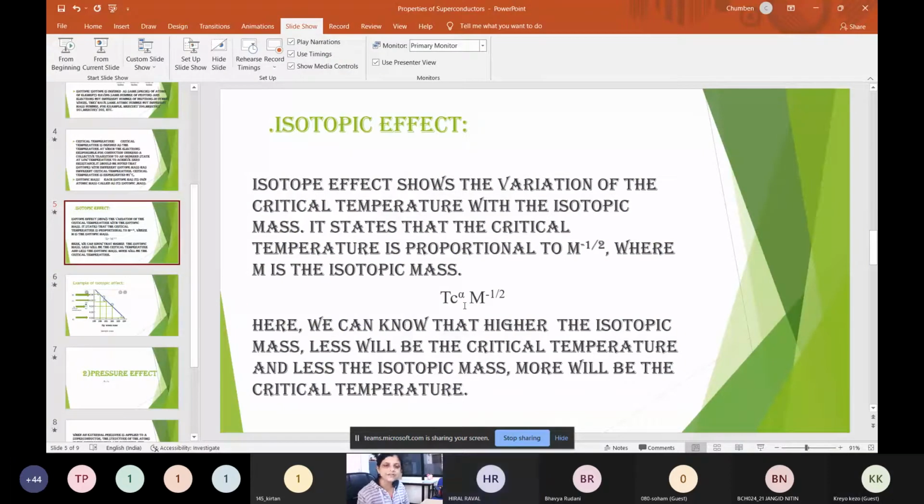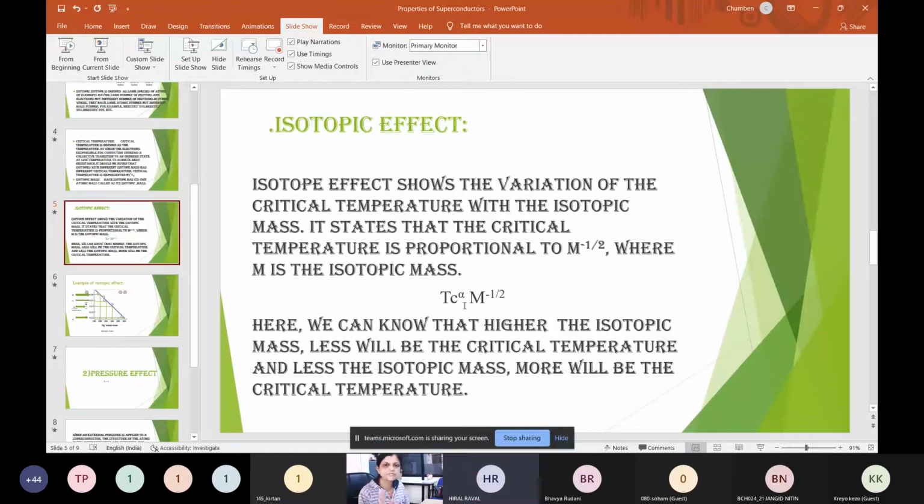These may be different materials, but as far as our syllabus is concerned, we have to take the value of alpha as minus half. And there might be certain examples based on this equation. You may be asked examples on this equation, that Tc is proportional to m raised to minus half. So keep this equation in your notes.